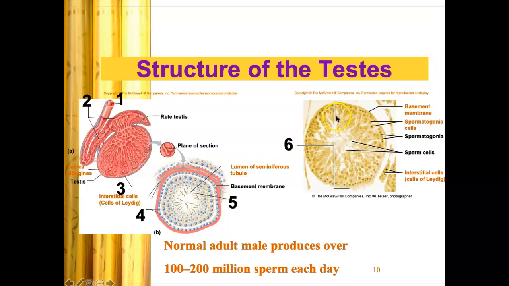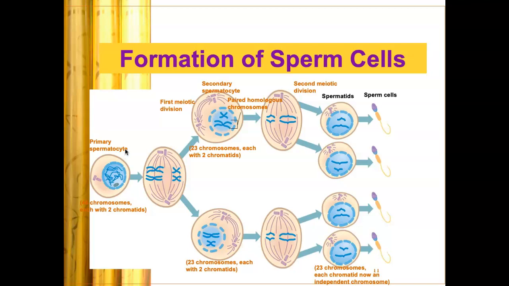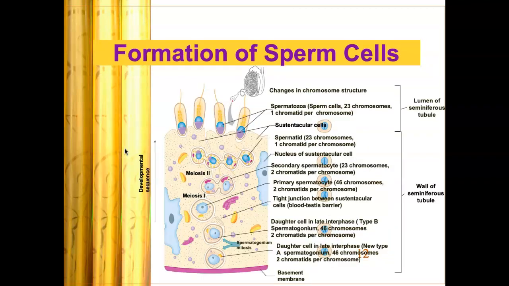Basically, what you should know here is the seminiferous tubule, that's the epididymis and the testes. The normal adult male produces over 100 to 200 million sperm each day. Here's meiosis. And you'll notice there are quite a few names for this sperm cell as it goes through its division process. You don't need to know any of those names.